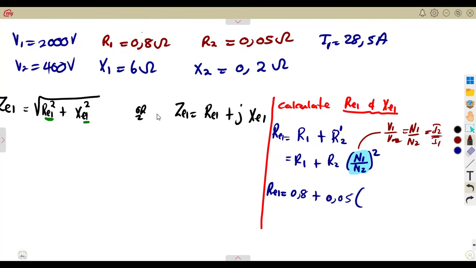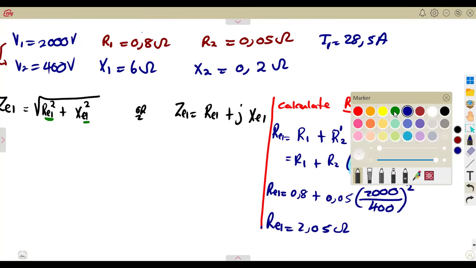What is it that we are given? In place of N1 over N2, we have the voltages V1 and V2. So instead, we are going to use V1 over V2. That is what you're going to have, where we've got 2000 over 400 raised to the exponent of 2. So that is going to give us RE1, and that was going to be 2.05 ohms. This is a resistance, so it's measured in ohms.